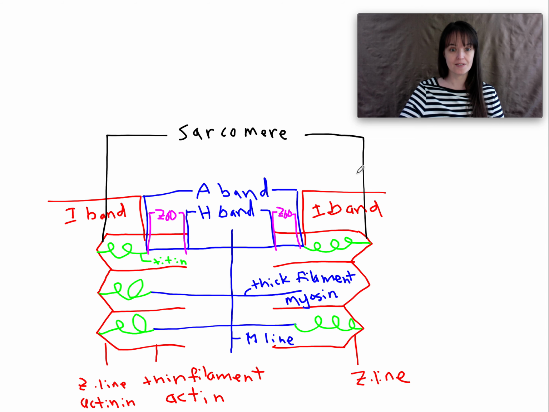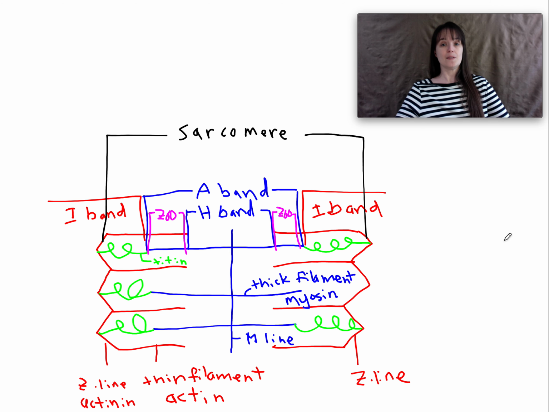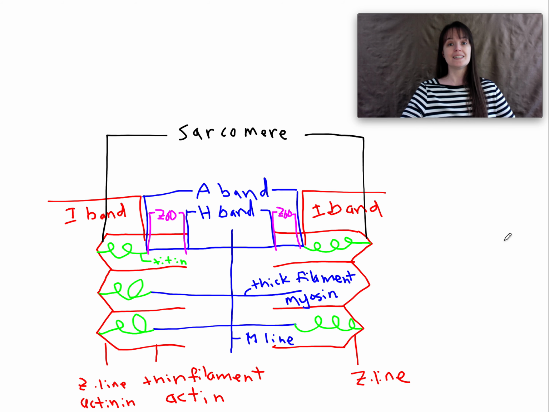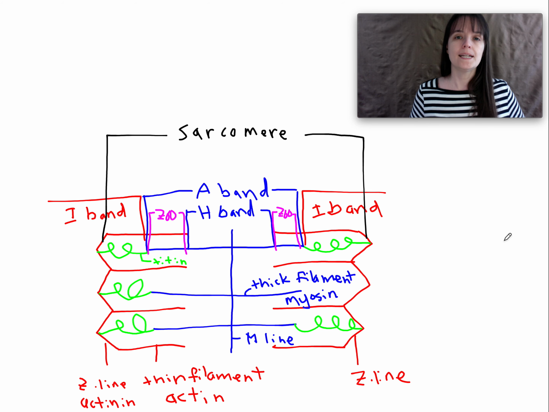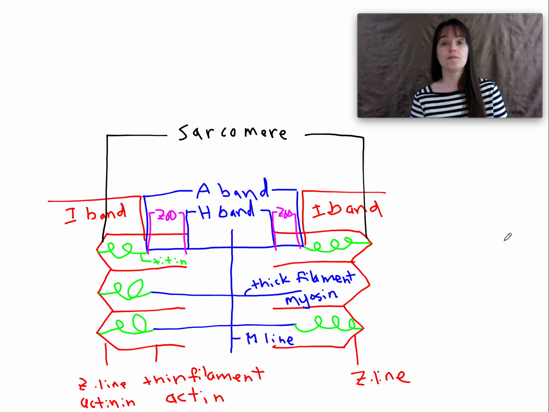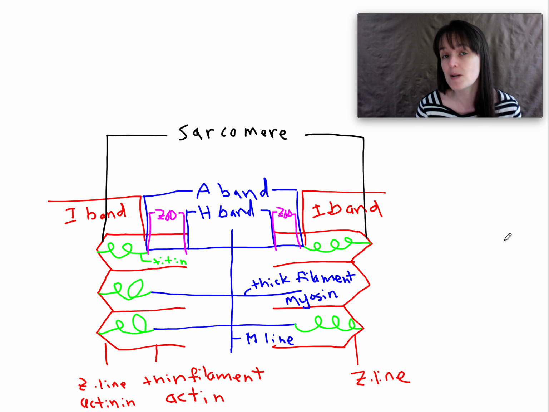There you go. Sarcomere is from Z line to Z line. So now that we have that drawn out, let's quiz. What is it called from Z line to Z line? A sarcomere. What is the length of the thick filaments? Anywhere there are thick filaments, it is what? A band.